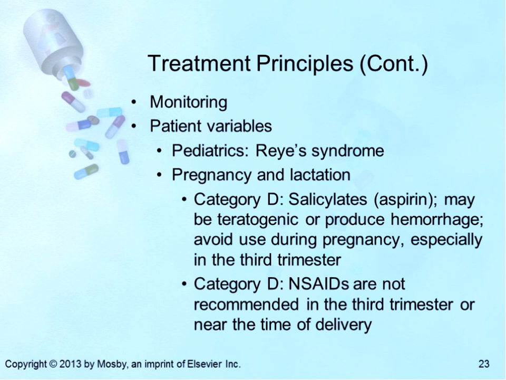Many of these medications are considered category C. This includes ibuprofen, naproxen, and celecoxib. Category D includes aspirin. It may be teratogenic or produce hemorrhage. Women should avoid use during pregnancy, especially during the third trimester, and these are considered category D in the third trimester or near the time of delivery. Aspirin and nonsteroidals such as naproxen, ibuprofen, and COX-2 inhibitors are excreted in the breast milk.